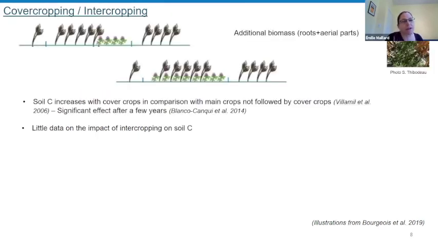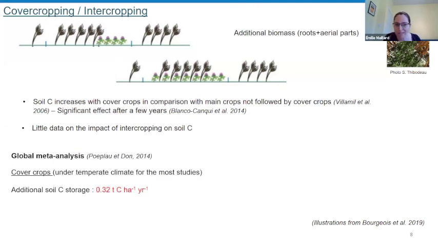We expect that cover cropping and intercropping practices will increase soil carbon stocks with the additional biomass, including roots and higher parts, which will return to soil. Some studies reported that soil carbon increases with cover crops in comparison with main crops not followed by cover crops, even if this effect was only significant after a few years. But there is little data on the impact of intercropping on soil carbon.